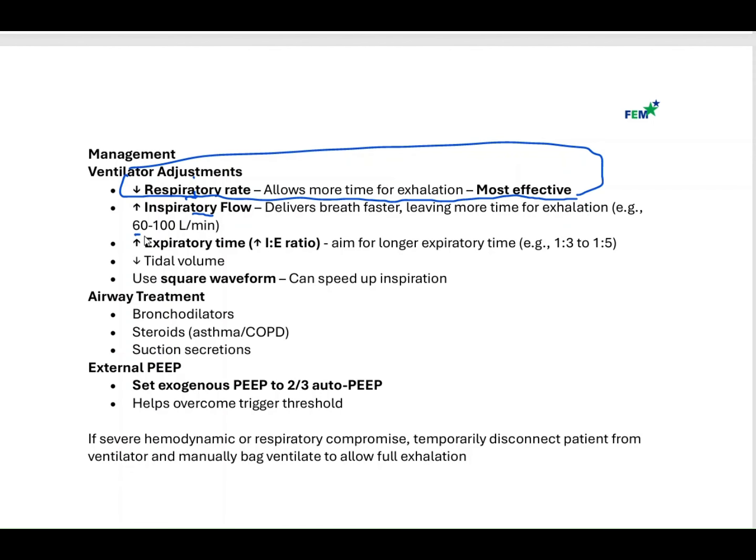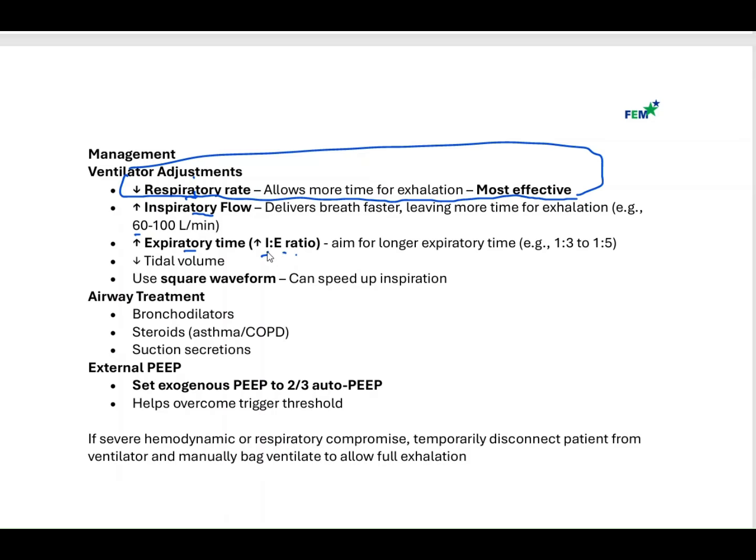So that's one way you can do that, right? Let's say your inspiratory flow was at 60, you can go up to maybe 70 or 75. You can increase the expiratory time. So you can increase your I to E time, right? So by increasing your expiratory time, that means you're going to decrease.